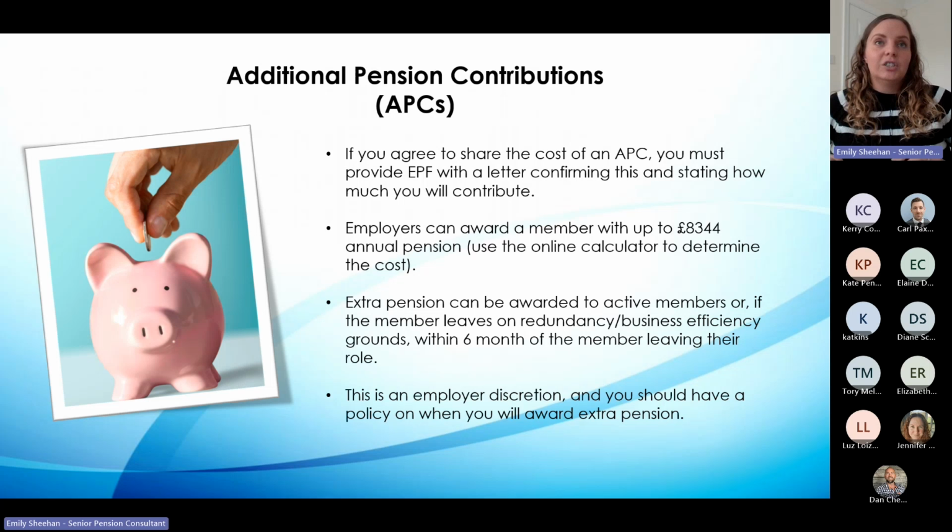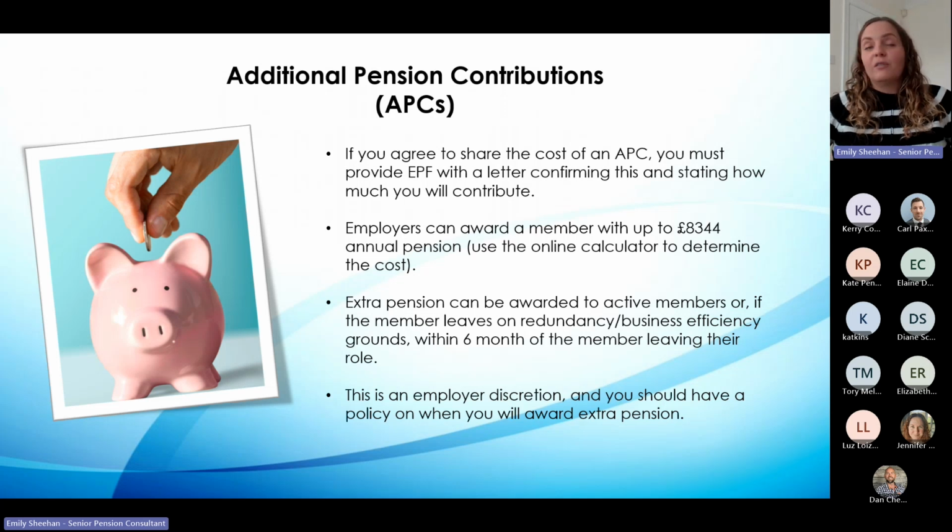You can agree to share the cost of an APC. So if the member wants to pay £100 a month, you could have a discretions policy that says you will pay 50% of that. So you pay 50% and she pays 50%. If that is the case, the member will need to submit a letter with their application from you confirming that you will share the cost of that APC.